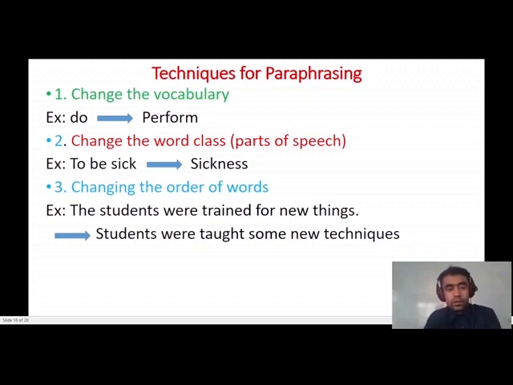Here's an example. The students were trained for new things. Students were taught some new techniques. Both sentences mean the same thing, but the structures are different. The wording, or the order of the words, is different.